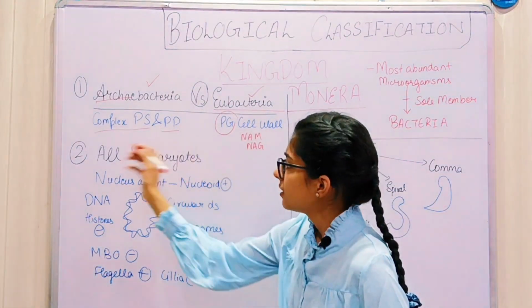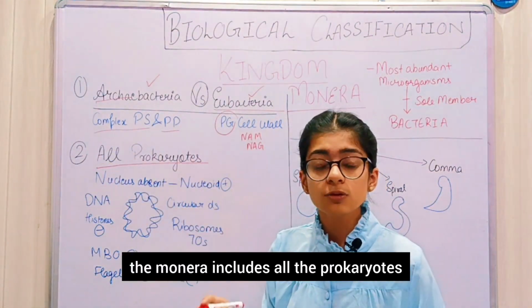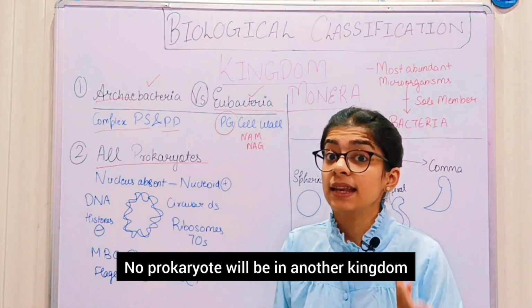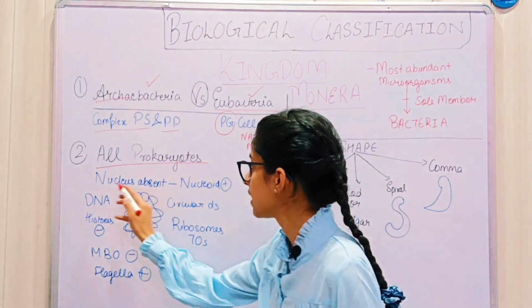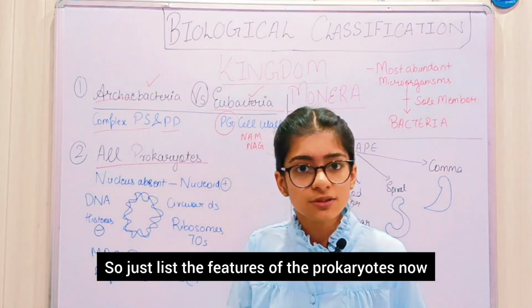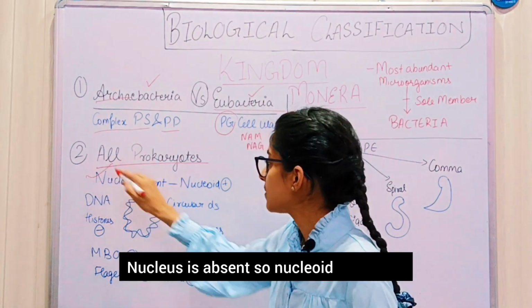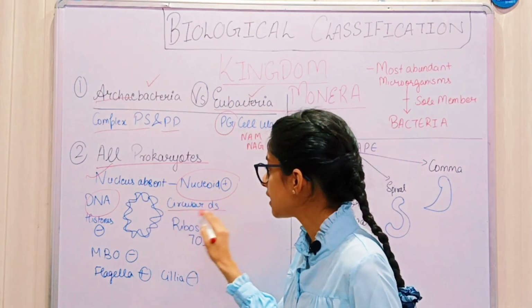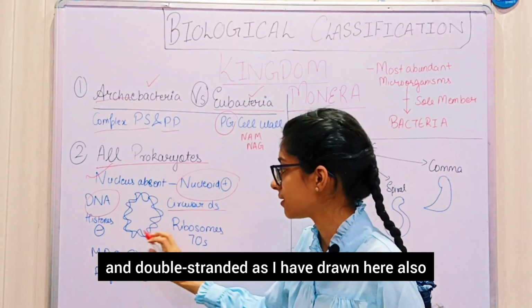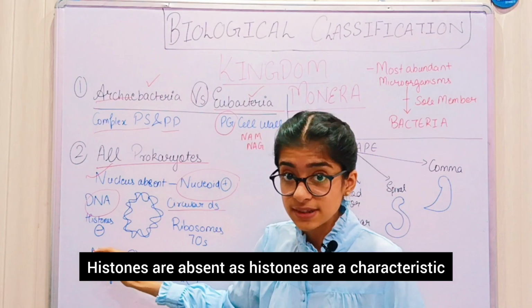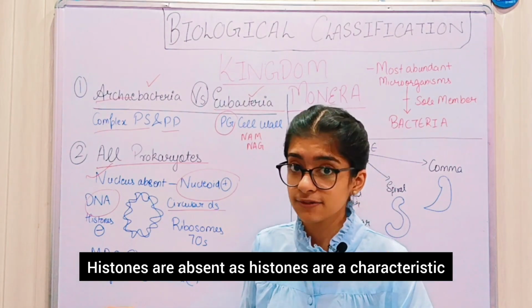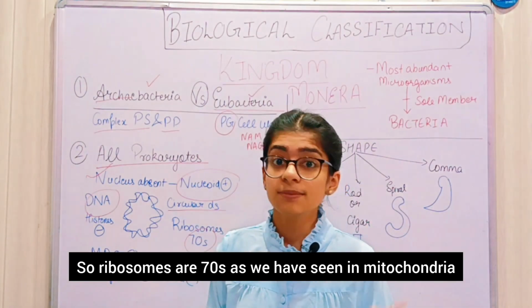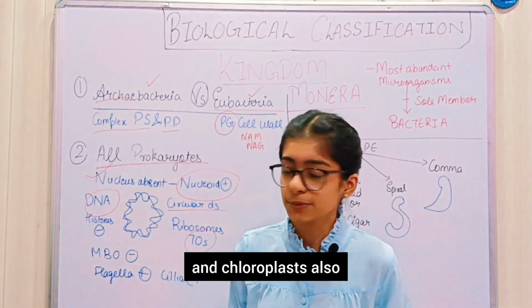Next, Monera includes all the prokaryotes. No prokaryote will be in another kingdom. Remember this. So just list the features of the prokaryotes now. Nucleus is absent, so nucleoid is present. Then DNA is circular and double-stranded, as I have drawn here also. Histones are absent, as histones are a characteristic feature of eukaryotes. So ribosomes are 70S, as we have seen in mitochondria and chloroplast also.